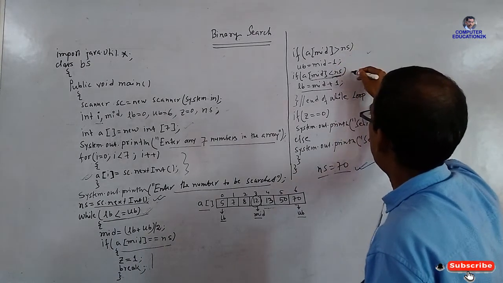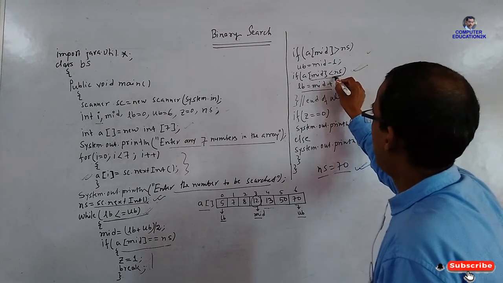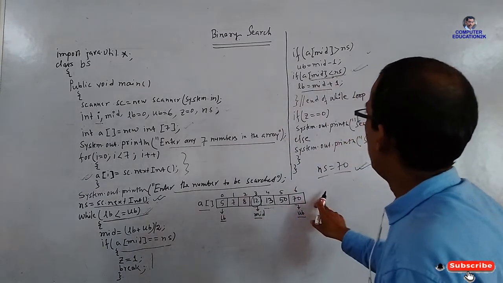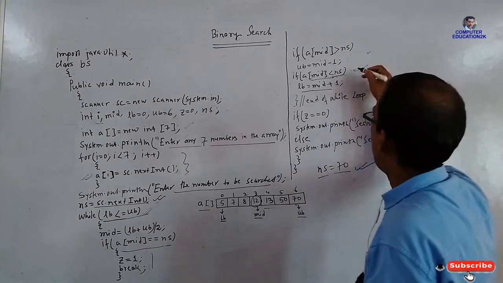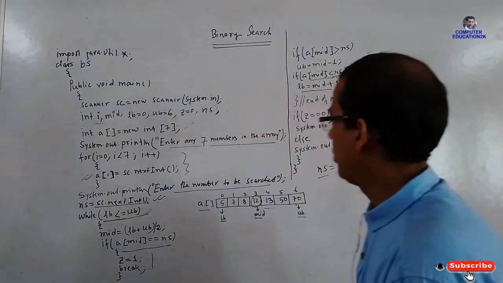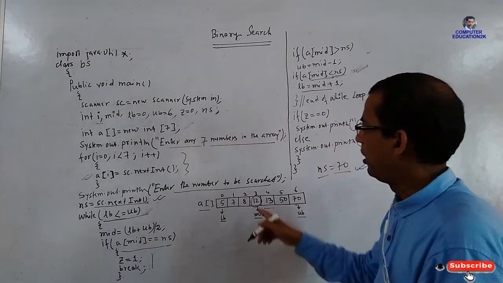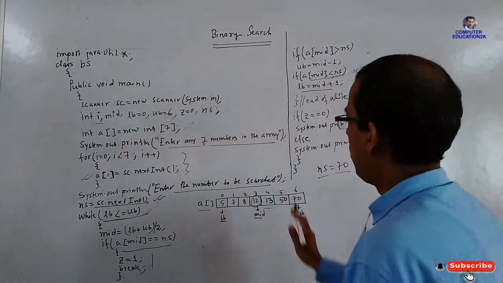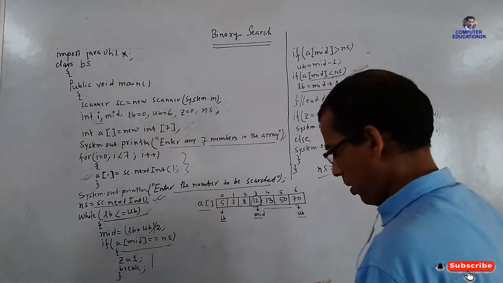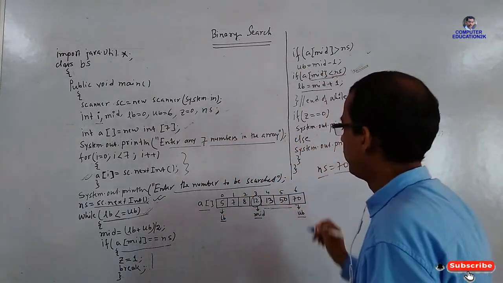This condition I have mentioned here. See. If A of mid is less than number to be searched, okay, this condition I have mentioned here, and in that case you have to change the lower bound. Now the computer will go and find in the middle, but it will not get it. In the middle you have 12. Now the array will be broken in two parts. One part is this and one part is this.